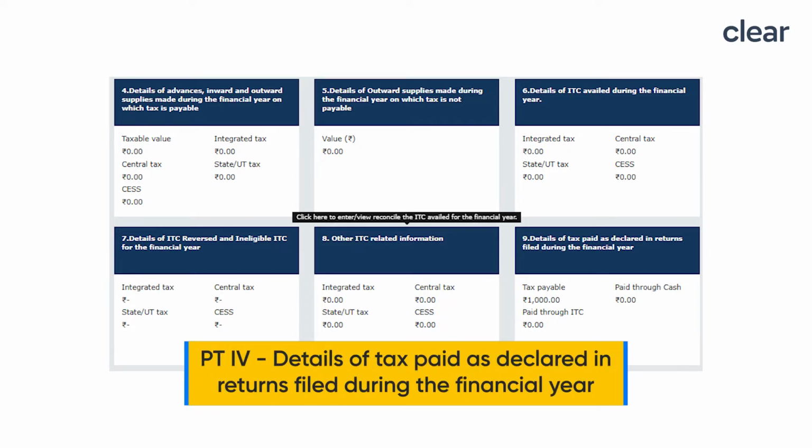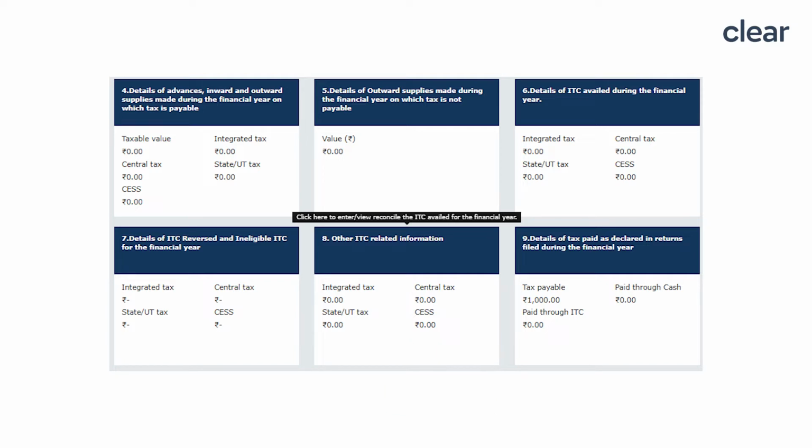Part 4, details of tax paid as declared in returns filed during the financial year. This part comprises 1 table. Table 9, detailing out the taxes paid during the year by cash or input tax credit and the breakdown of the same into CGST, SGST, UTGST, IGST and cess.